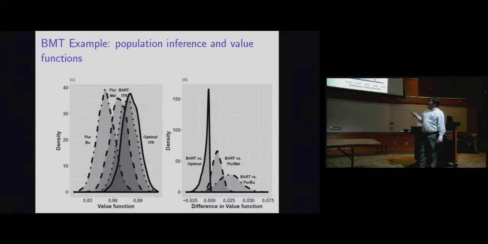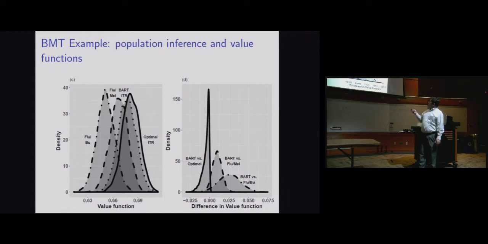The other thing we can do is make inference on the difference in the value functions. Here we've got several differences against the BART rule. The one on the left is BART versus optimal, and this indicates that optimal is better than BART, which it has to be, it's the optimal rule. But you can quantify how much better, and it seems to have a pretty high spike very close to 0, indicating that the BART rule is pretty close to the optimal rule in terms of how it performs for a population.